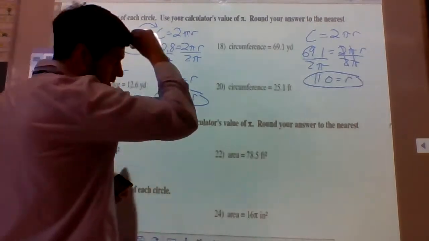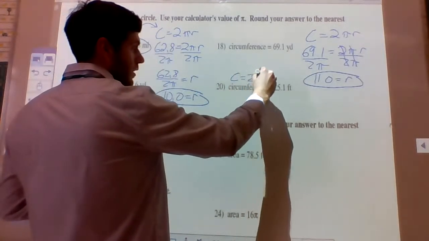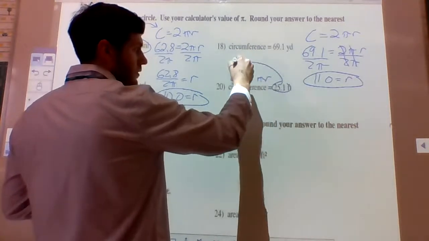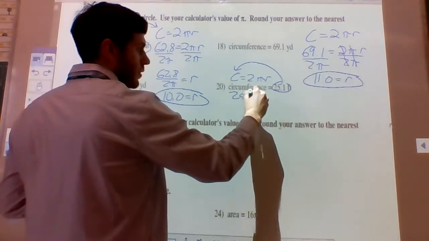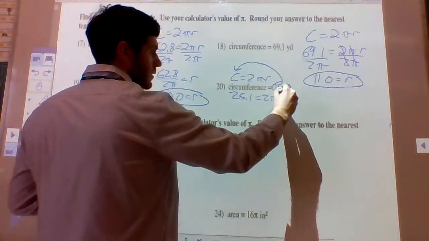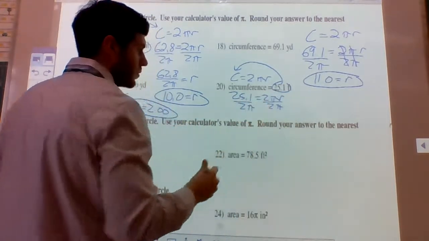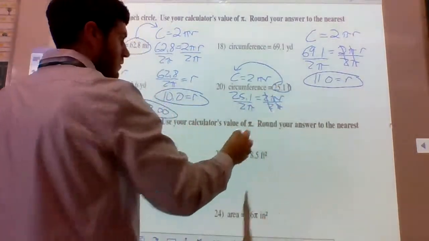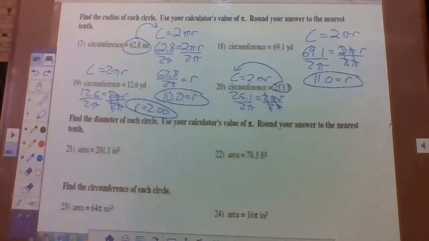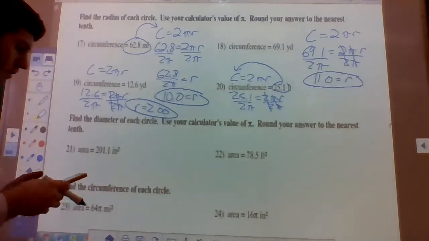And again here, same thing, circumference is 2 pi r. So we substitute in our circumference, we get 25.1 equals 2 pi r. To get r by itself, we need to divide by 2 pi. So 25.1 divided by, in parentheses, 2 pi, we get 4.0.